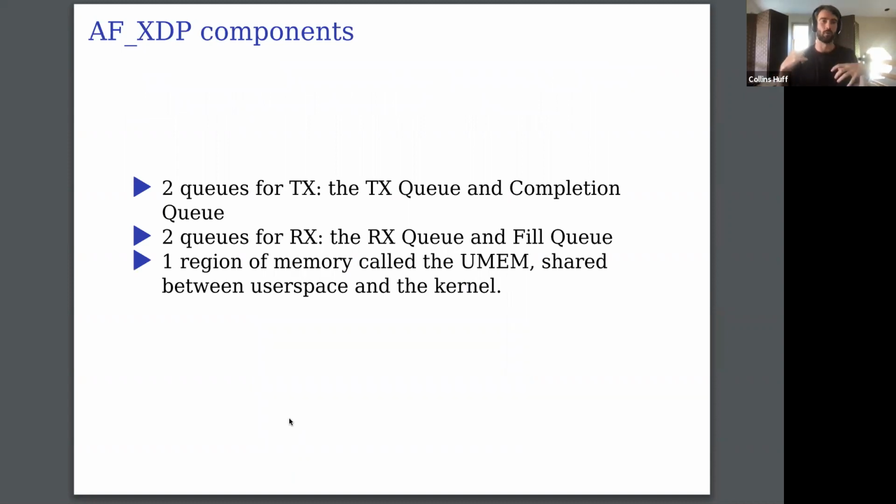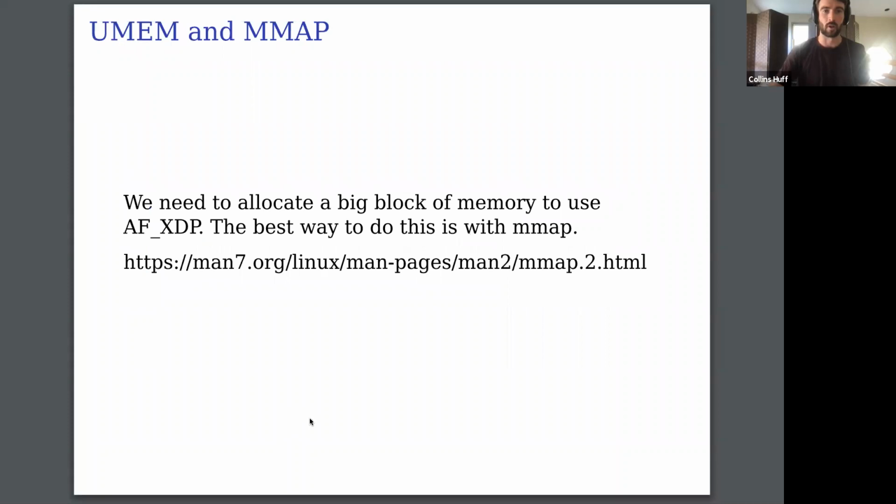So in order to use AF XDP, you need to set up a couple different data structures that are shared between the kernel and your user space application. You need two queues for the transmit path, two queues for the receive path, and then a big block of memory called the UMEM region, which is where you will actually write packet data and read packet data that come in on the network interface. So I'll talk a little bit more about the UMEM region because it's relevant to the Rust specific stuff I'll talk about in a moment.